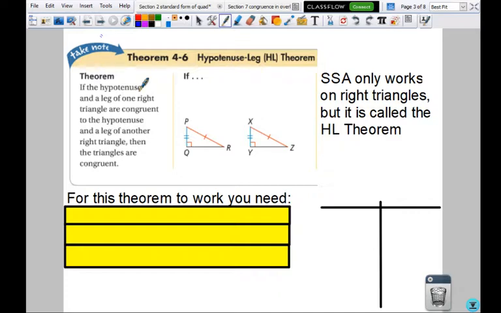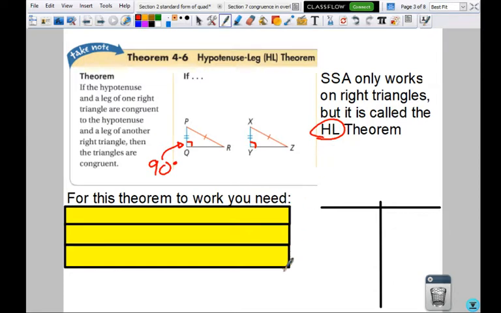So, if we're going to do side-side angle, it only works on right triangles. So remember, right triangles have a 90-degree angle, and that's what this box here in the corner means, just as a reminder. These boxes in our corner are 90 degrees. But when we talk about side-side angle, we don't call it that, we call it HL. Usually HL theorem or just HL.